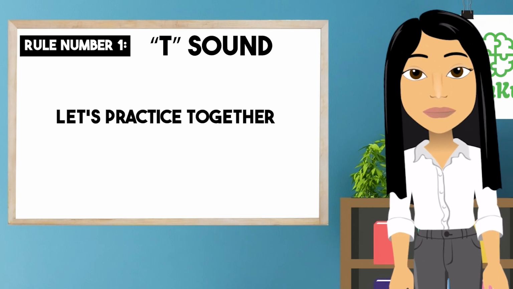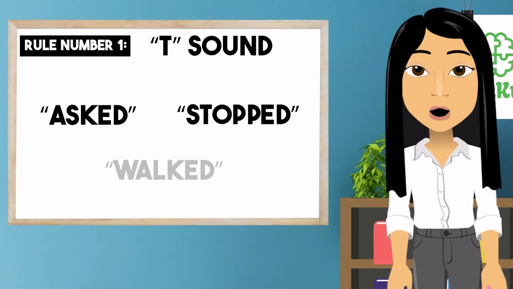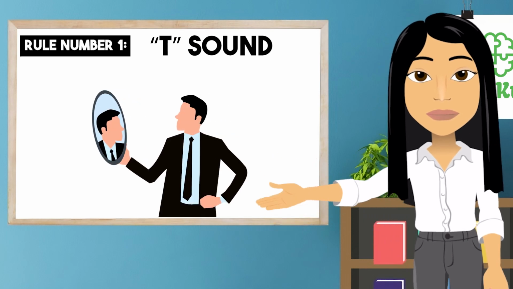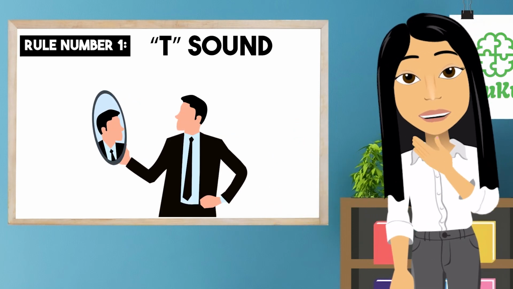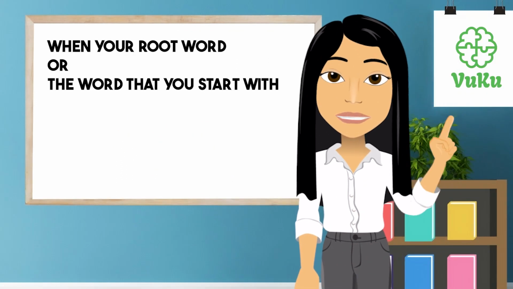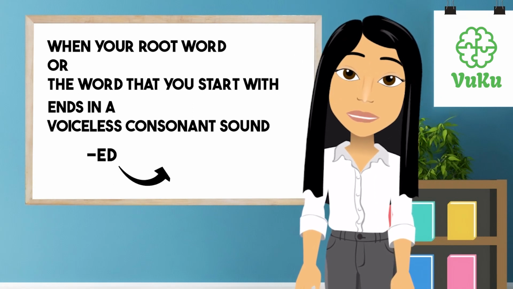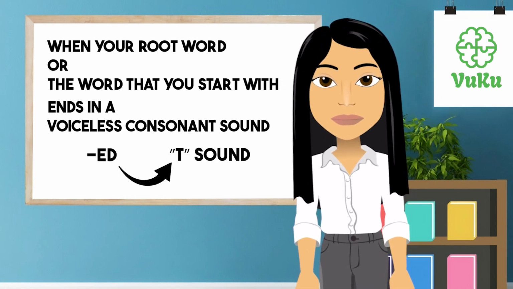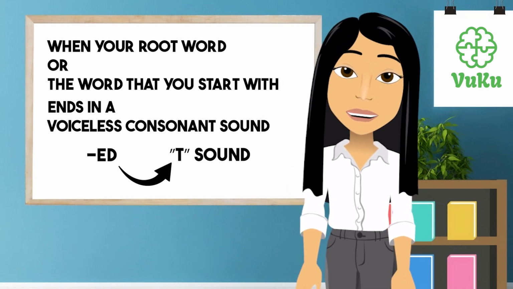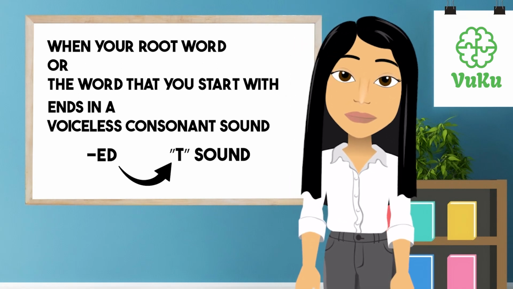Let's practice together. Repeat after me. Asked, stopped, walked. To ensure you're pronouncing it correctly, try this trick. Hold up a mirror and show that your tongue touches the roof of your mouth when pronouncing the T. So remember, when your root word, or the word that you start with, ends in a voiceless consonant sound, then that ed ending is going to sound like a T. So, the key thing to remember is that the only time the ed ending is going to sound like id is when the word that you start with ends in a T or a D sound.